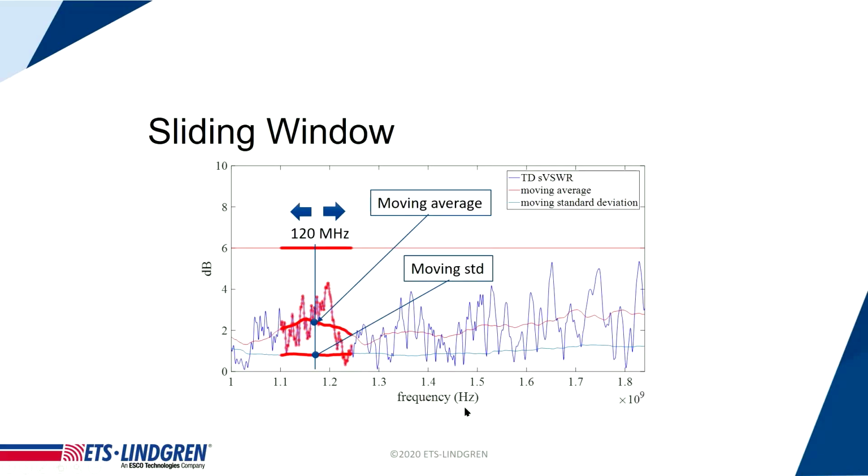For example, over here, I'm looking at between 1.1 to 1.25 gigahertz range, and I say this is my sliding window. The standard requires you to look at a sliding window of 120 megahertz. You can see all this data, this is the real data before you do any processing. And I have a moving average of this area. Also within this moving window, I can calculate what the standard deviation would be between the TD VSWR subtracted by the moving average. So I have a standard deviation and also I have an average.